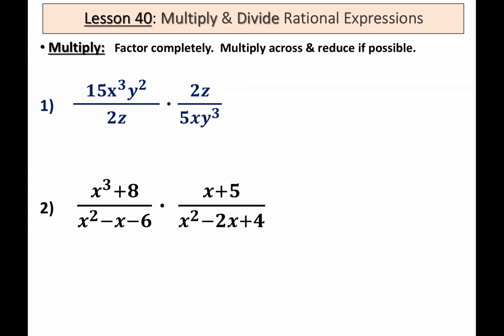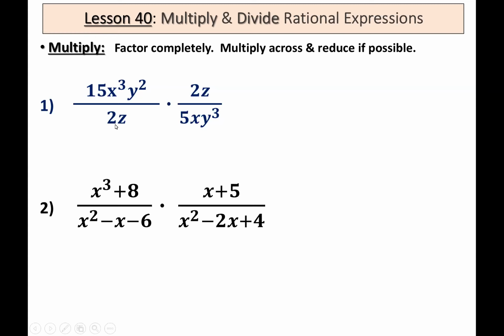So we'll start with two examples of multiplying, then we'll see two examples of dividing, and then a little bit later on, we will switch over and look at some of the homework examples. All right, so again, to multiply, you're going to factor completely, multiply across, and reduce if possible. So this is a new step, right? Factoring completely when we multiply fractions. That doesn't quite come into play until you have something like number 2 coming up, where you have these expressions with plus and minus signs, where there's more than one term in each part of the fraction.